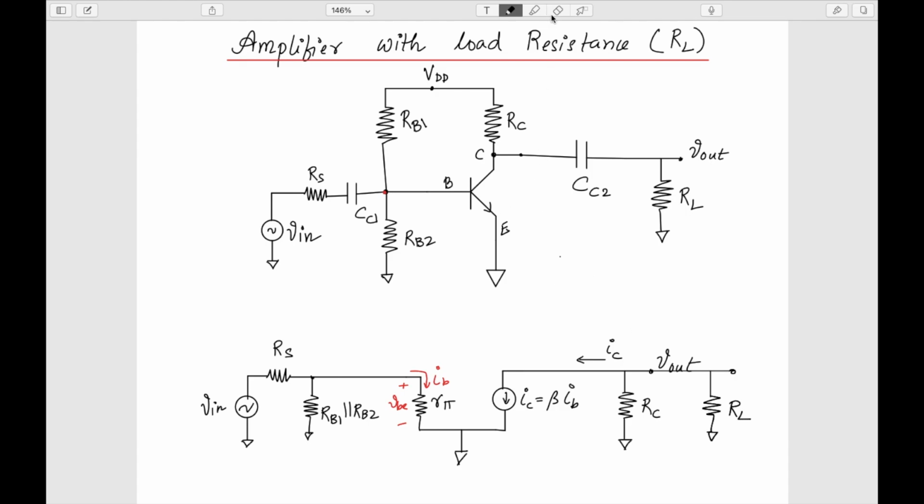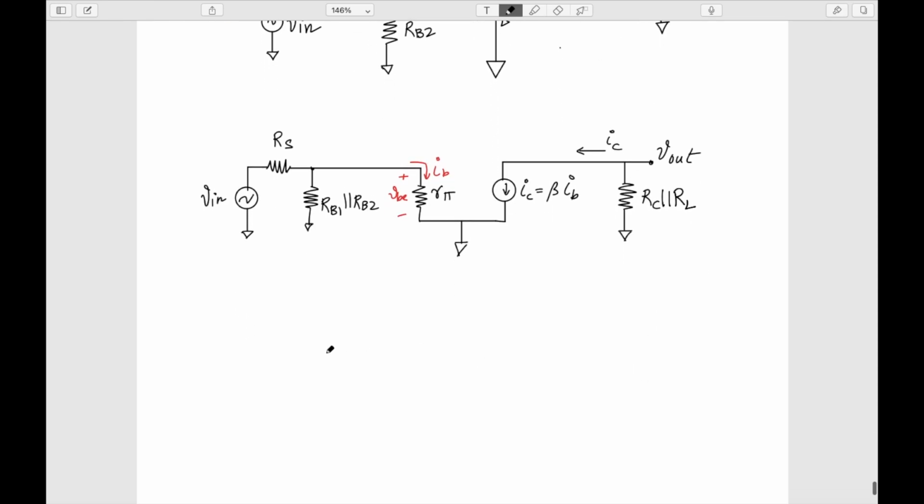So instead of drawing this separate resistance, I can just write that this resistance, instead of RC, has become RC parallel RL. That's the only change that I have to make. And in terms of the gain, the gain will be V is equal to minus IC, with all the RC terms replaced with RC parallel RL, and the rest remains the same.